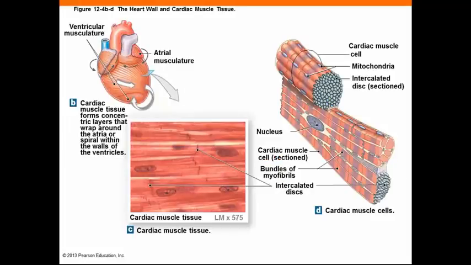Cardiac muscle cells are smaller than typical skeletal muscle cells. They contain a single nucleus, and the myofibrils are organized into sarcomeres and contain a large amount of mitochondria, very similar to skeletal muscle cells. Something unique, cardiac muscle cells are joined at intercalated discs. These cells are linked by these intercalated discs that have desmosomes and gap junctions. This is going to increase efficiency during a contraction.